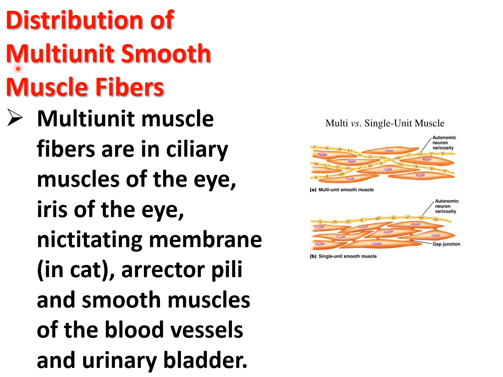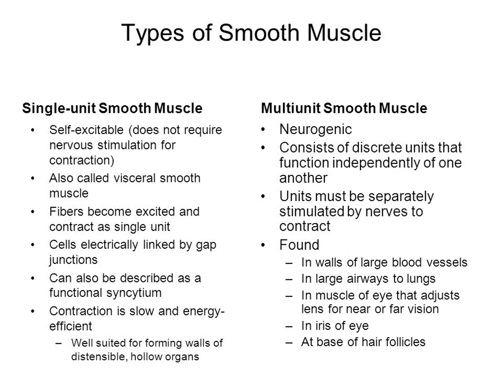Then, distribution of the multi-unit smooth muscle fibers. Multi-unit fibers are in the ciliary muscles of the eye, iris of the eye, arrector pili, and smooth muscles of the blood vessels and urinary bladder. Now, the types of smooth muscles: single unit smooth muscle and multi-unit smooth muscle.